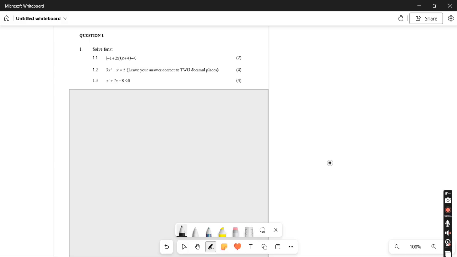So today, question 1 of grade 12 first aid class test, and this is class test 4. So question 1 goes, as you can see, this is an algebraic expression, and we've got 1.1. I'll solve for x. All of these questions, as you can see, say solve for x, all of them.